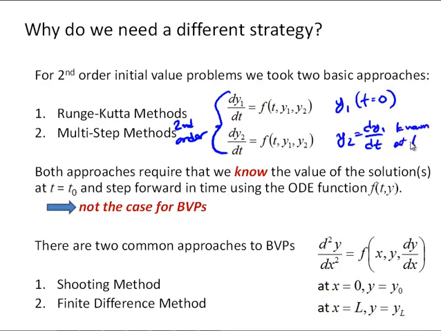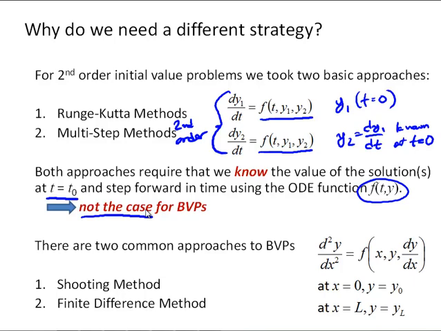And in both of those approaches, knowing those initial conditions at t equals t naught, we would just step forward in time using the ODE function f of t, y. So we write those in that functional form, that standard form, and use our various approaches for an increment function or a multi-step method or a predictor corrector method to step the integration forward in time. And this is simply not the case for a boundary value problem. And that's because we don't know all of the conditions at our first point of integration.